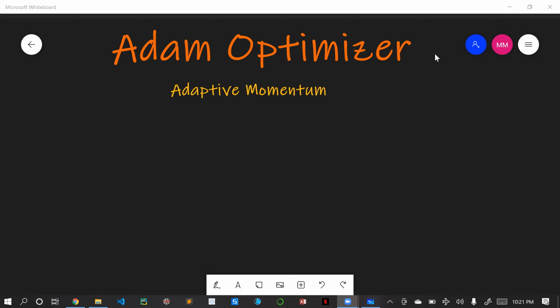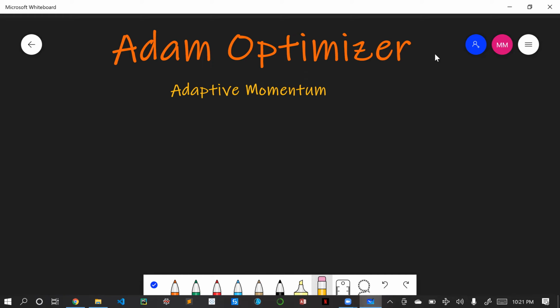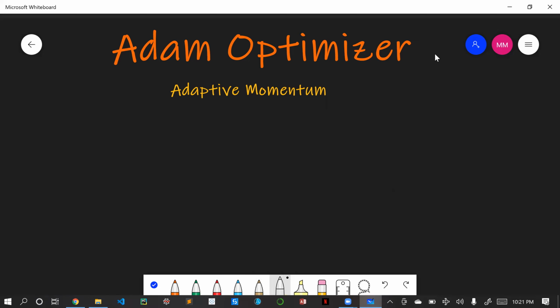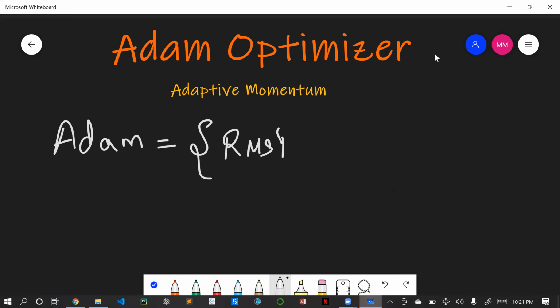Okay, let's start. Coming to this thing, Adam Optimizer is nothing but a combination of two things. First, the abbreviation of Adam is nothing but adaptive momentum. So this is the short form. We'll call it an Adam Optimizer. Okay. So coming back to our thing, Adam Optimizer we have, right? Adam Optimizer is equal to RMS prop plus momentum.